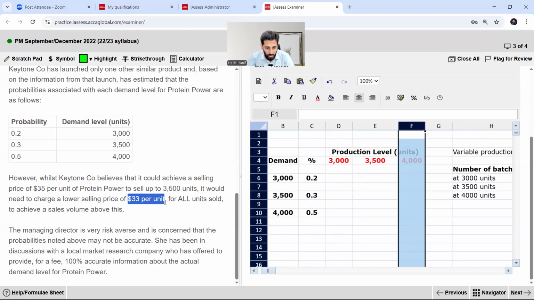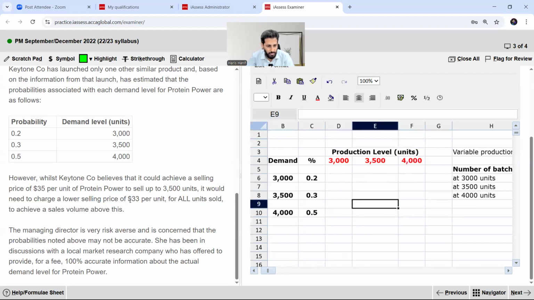33 per unit for all the units sold above this volume. Okay, that's simple. No need to highlight this point. The managing director is very risk averse. Okay, I will be reading this information later on.